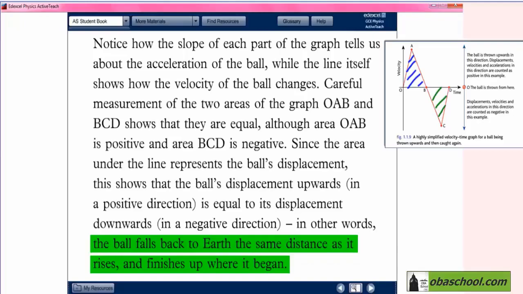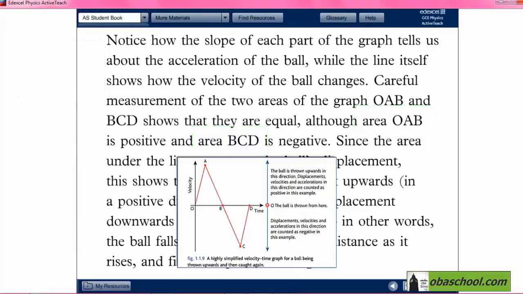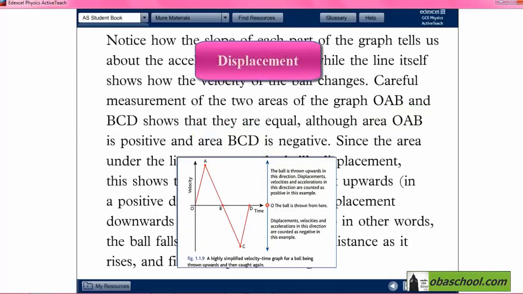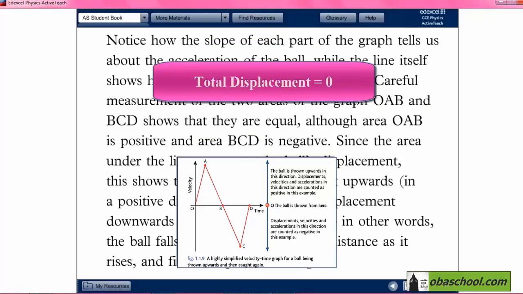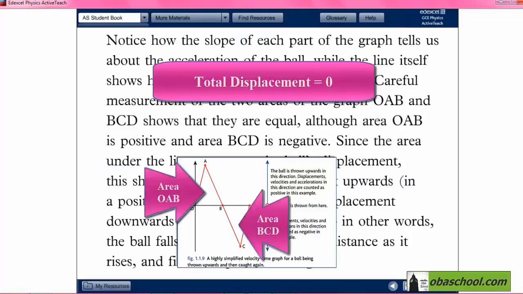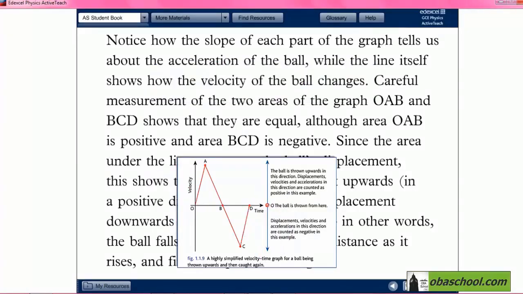So if we get the area OAB and the area BCD, we would be getting the displacement of the ball. And the total displacement here is equal to 0 because area OAB and BCD are equal and they have opposite signs. One is positive and the other is negative.